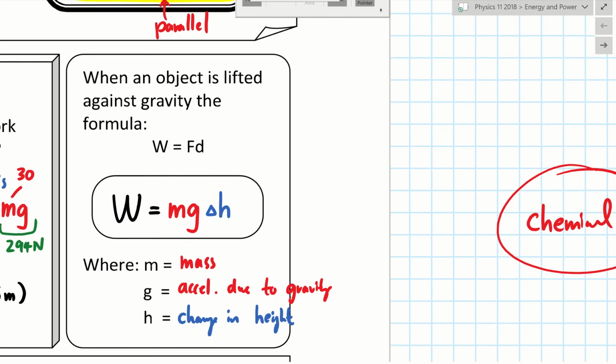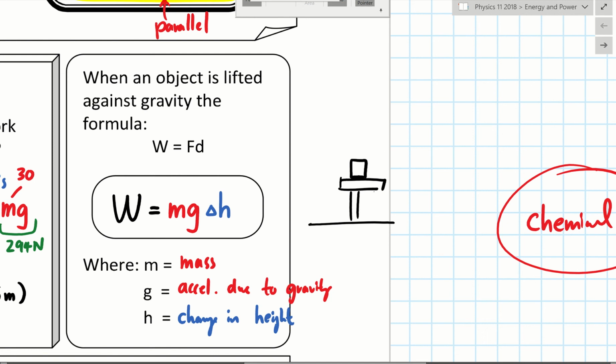Okay, so now why do we have a change in height in here? Because you have to look at where is 0 for you. Sometimes maybe you're picking up something from the ground, so whatever height you have is that change in height. Sometimes you might be picking up a book from the table. For example, what if you have a table and the object is actually on the table, and then you come in and you just pick up the object and you put it up here. So what is the change in height?